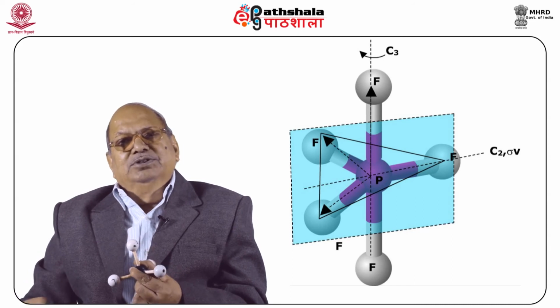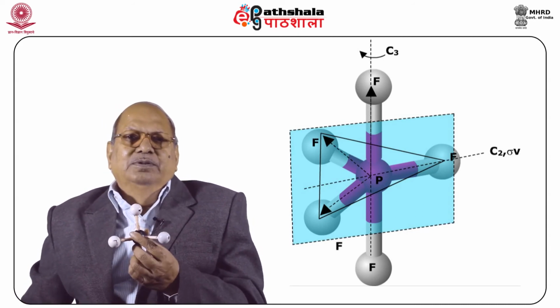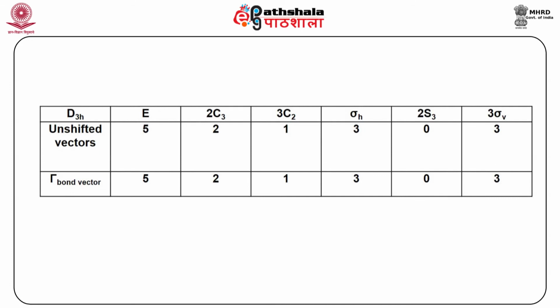So by performing the symmetry operation on these 5 PF bonds, we get the various results which are shown in the table. Unshifted vectors are given as, for E it is 5, for C3 it is 2, for C2 it is 1, for sigma H it is 3, for S3 it is 0, for sigma V it is 3. And the tau reducible obtained by bond vectors is 5, 2, 1, 3, 0 and 3. So just by taking this, we are having this.